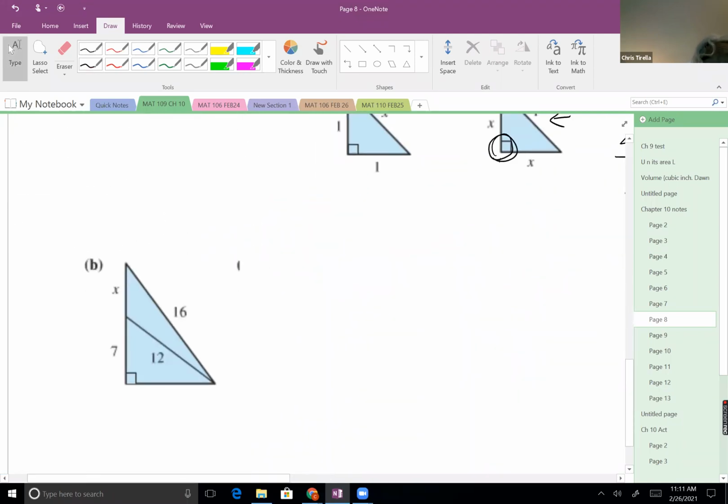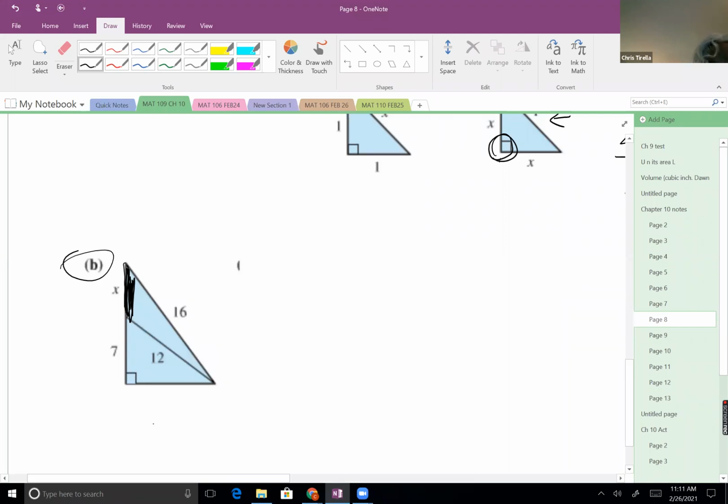Some of them are a little bit trickier. If I look at this next one, this standalone problem B, we want to find the length of x. But if I look at x, do you notice that it's a side of that top triangle that is not right? So that does me absolutely no good.